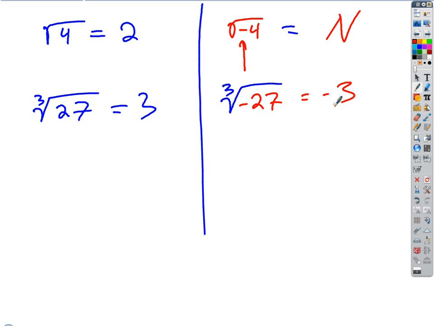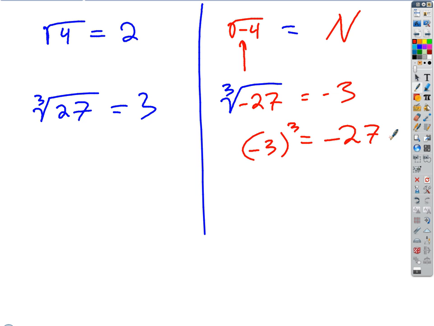Here's why: because negative 3 cubed is negative 27, right? So if it's anything to an odd number, it would be a real number. Bingo. So there is the generalization we can make. We can take an odd root of any negative number, and it's fine. We get a negative answer.